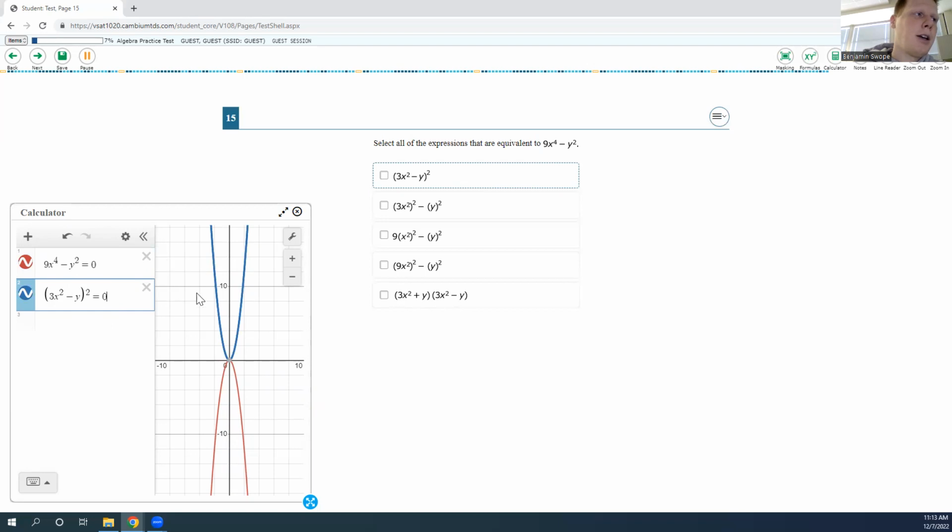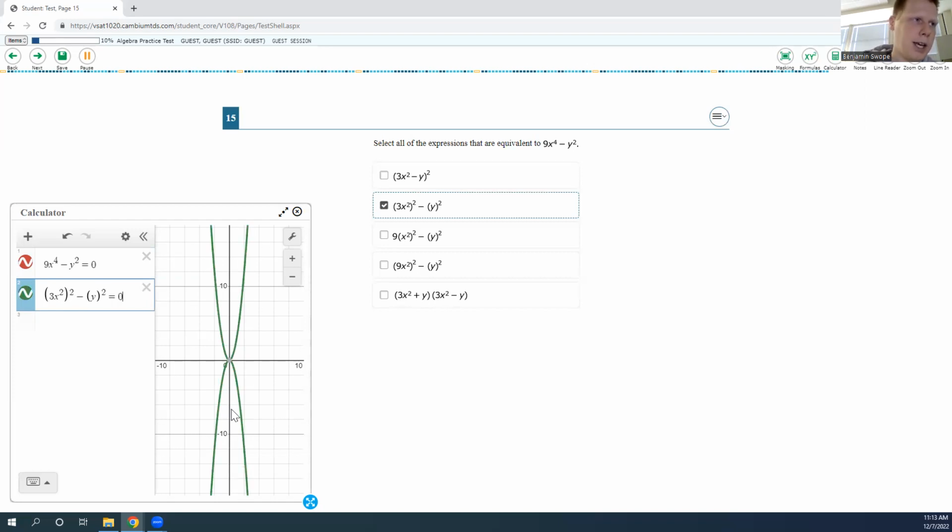If you can see, this blue graph covers part of my red equation, but not the whole thing. So that's not an answer. It has to be the entire graph that's the same. Let's try the next one. We'll try the second box. We're looking at this one here. So let's see, 3x squared, parentheses, move the cursor down, parentheses squared minus parentheses y squared. And then once again, it has that error, we have to put in equal 0.